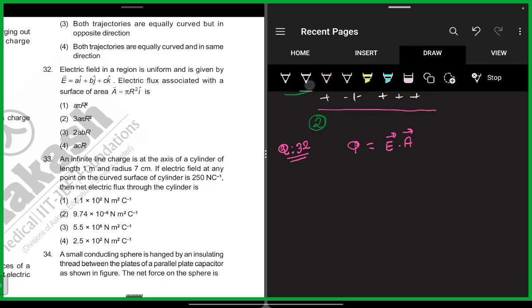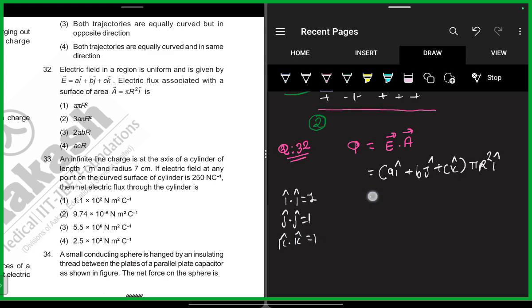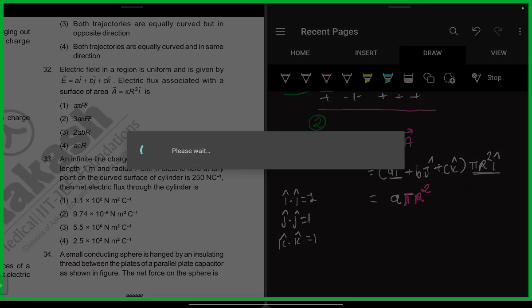It's a dot product. The electric field is A i cap plus B j cap plus C k cap, multiplied by pi r square i cap. Remember in a dot product, i cap dot i cap is 1, j cap dot j cap is 1, k cap dot k cap is 1, otherwise everything is 0. So only this term survives, and it will be A multiplied by pi r square. That's the answer.